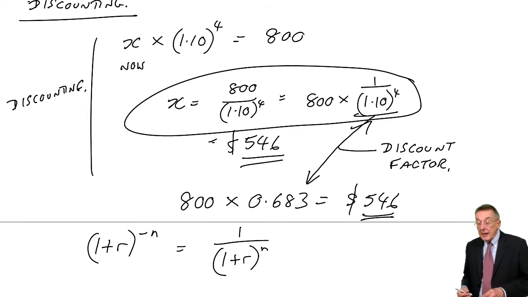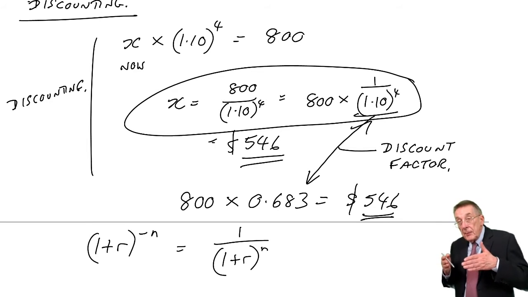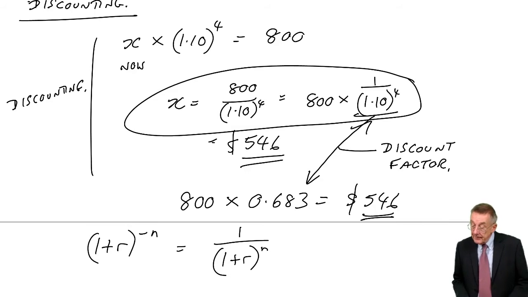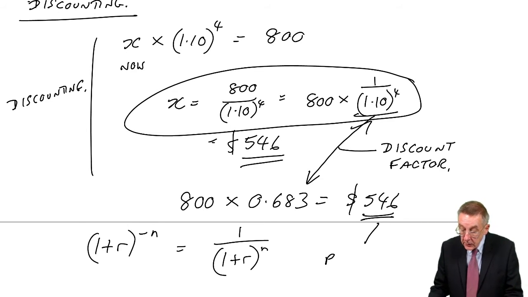And the equivalent amount now, we're saying you'd have to deposit 546 now to end up with 800 in 4 years' time. The equivalent amount now is known as the present value.